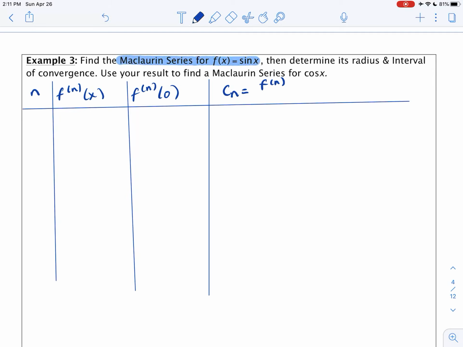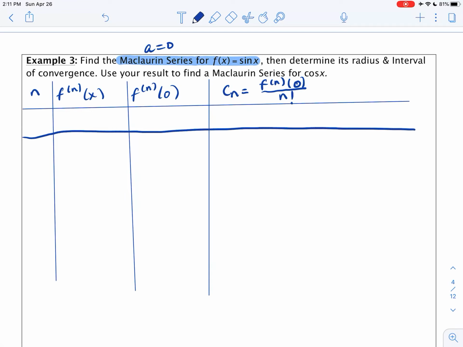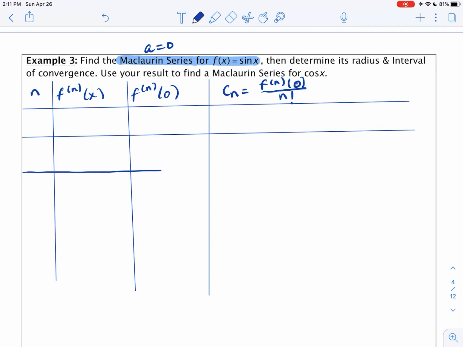So remember, when we are looking for a Maclaurin series for f of x, we are looking to find a Taylor series around a equal to 0. So let's build a table and calculate various Taylor coefficients for our series and see if we can establish a pattern for C sub n. And remember that C sub n is the nth derivative evaluated, and in this case for Maclaurin series, at 0 over n factorial.